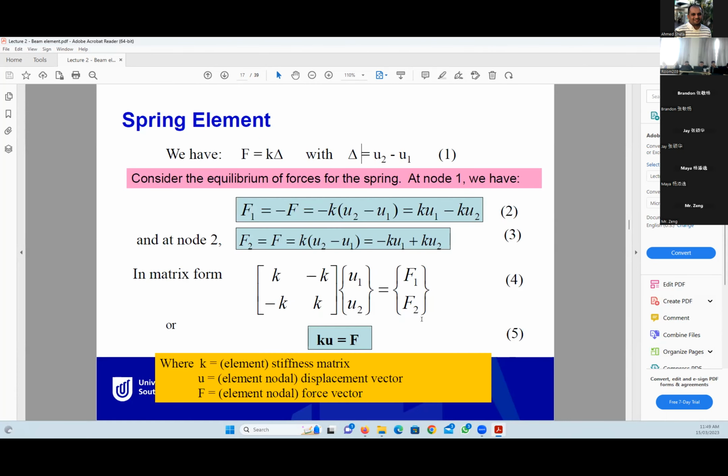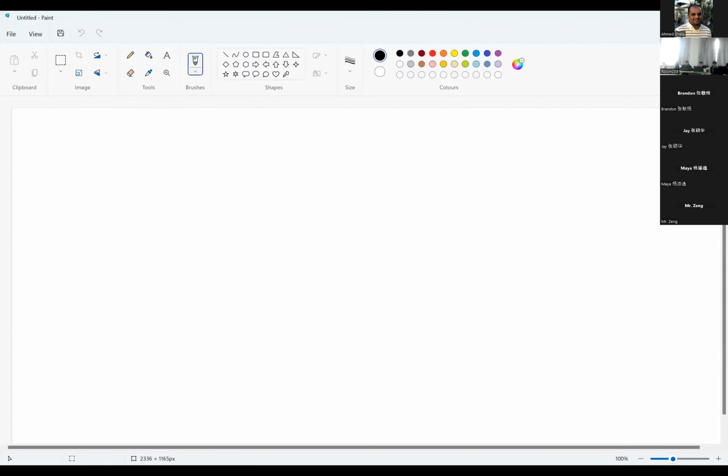Okay? Do you understand this explanation of the spring? I can explain it again if you want. I will just quickly share my screen to make it easier to understand.